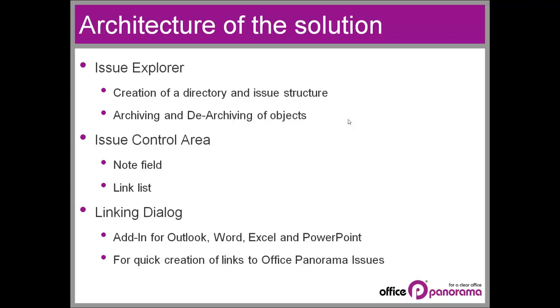The second main element is the Issue Control Area. That is the bracket around the information of an issue. It consists of a note field and the link list. The link list stores links to Outlook objects and also to all other Windows file types. Together with the Issue Explorer, it is responsible for preventing B. I need a lot of time to find the objects when I need them.